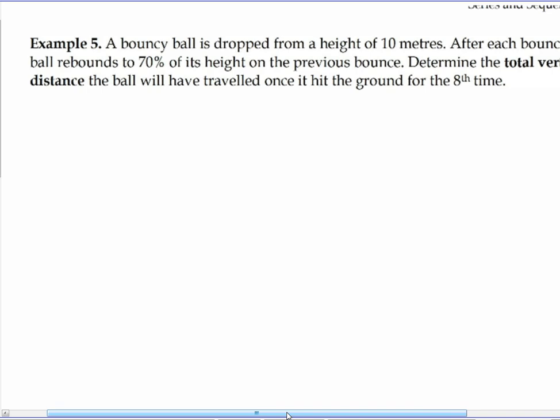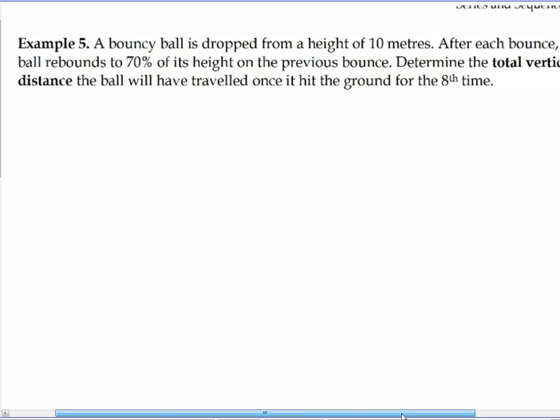A bouncy ball is dropped from a height of 10 meters. After each bounce, this ball rebounds to 70% of its original height on the previous bounce. Determine the total vertical distance the ball will have traveled once it hit the ground for the 8th time. Okay, there's 2 ways to set this up.